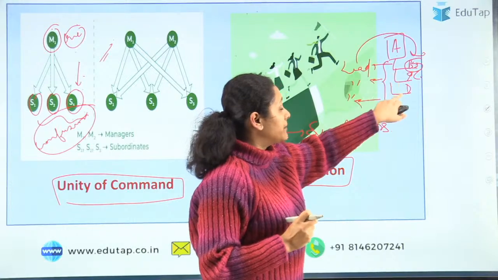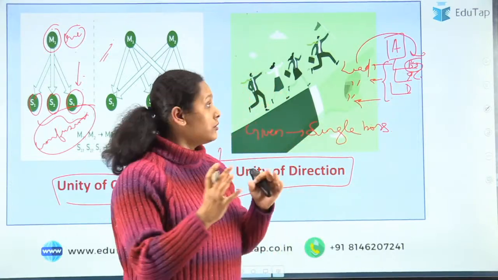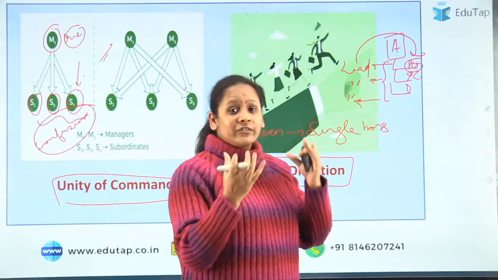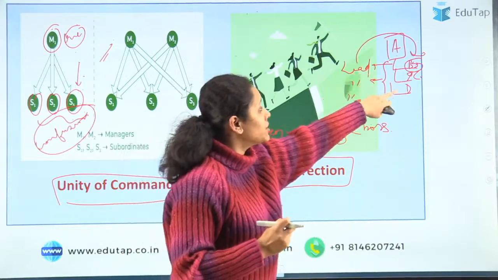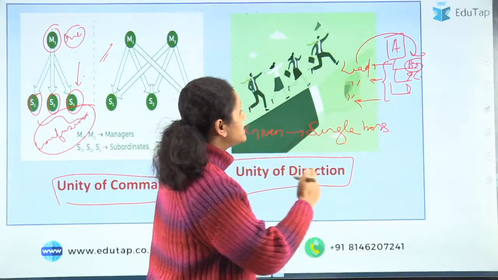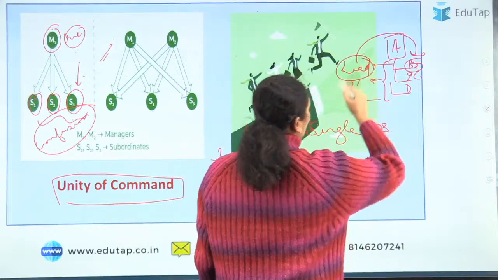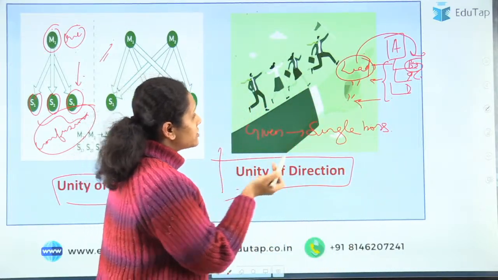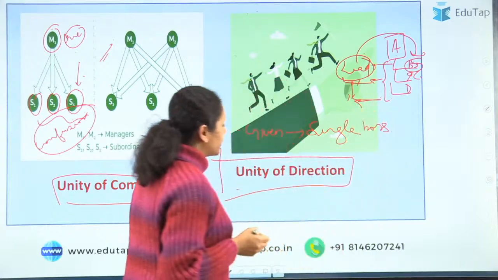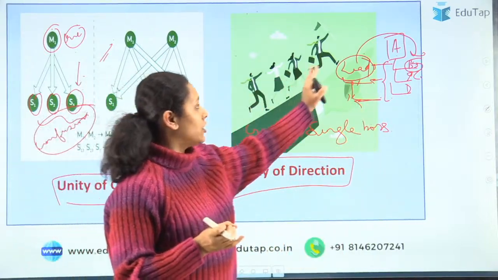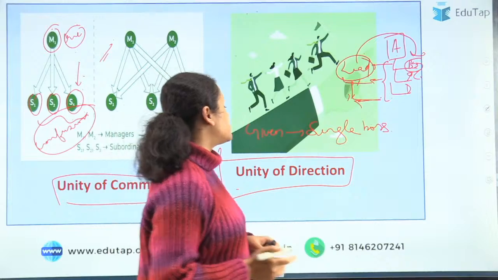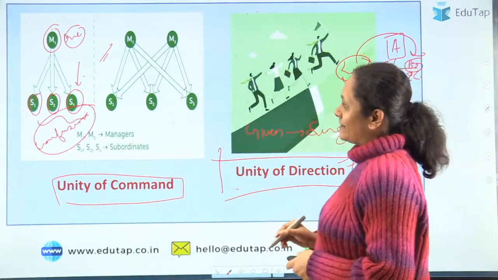When two departments or processes which have different goals are mixed, a single lead should not look into this aspect, but there should be individual leads who look into the aspects of the organization. So this is what unity of direction simply means.